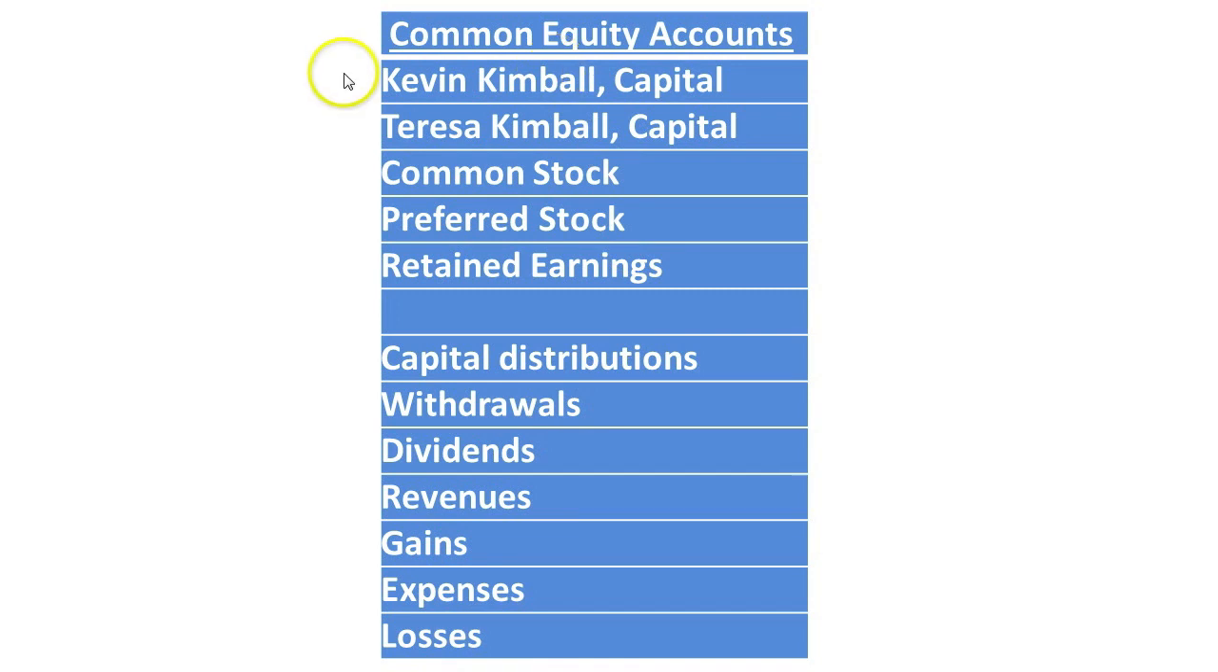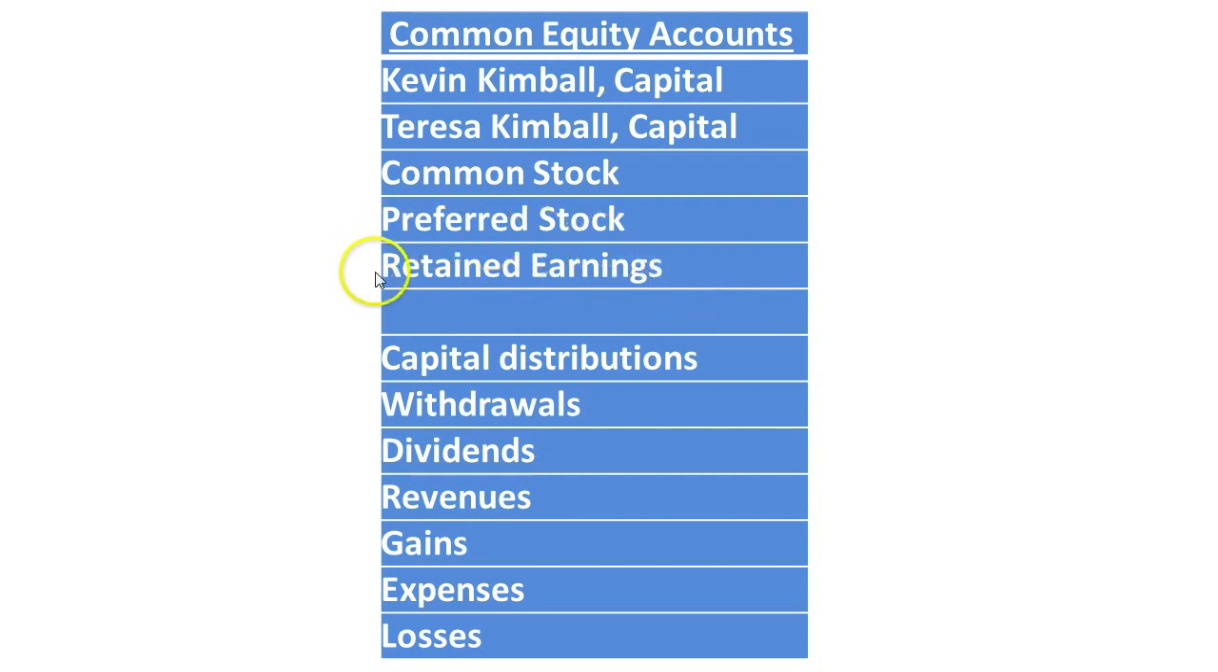If you were to look at a balance sheet and you were to only see something like Kevin Kimball Capital, immediately you would know that this is a sole proprietorship, because there's only one capital account and it's named after the individual sole proprietor. Now, if you were to see two or more capital accounts with people's names on it, you would know that that's a partnership. If you were to see something like common stock, preferred stock, and retained earnings, these would represent that this is a corporation. Common stock and preferred stock are types of stock that are given to owners in exchange for resources.